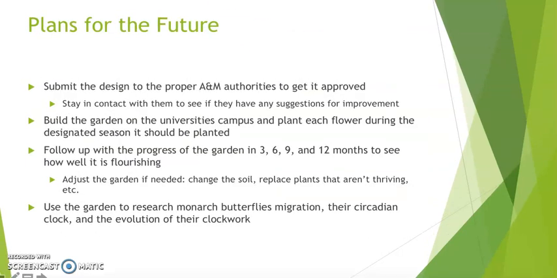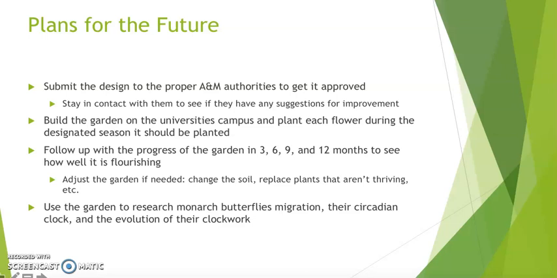So our plans for the future would be to do what our original project was supposed to be before it had to be shortened. So we would submit the design to proper A&M authorities to get it approved and stay in contact with them and work with them so it does get approved and change anything that needs to be changed. Then we would build the garden on campus and plant each flower during the designated season it should be planted.